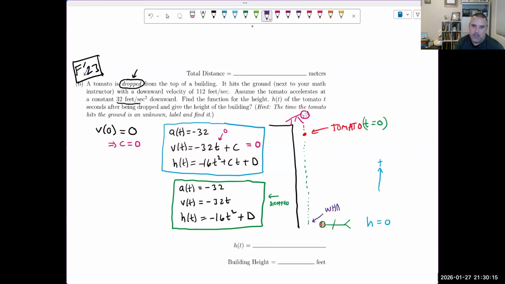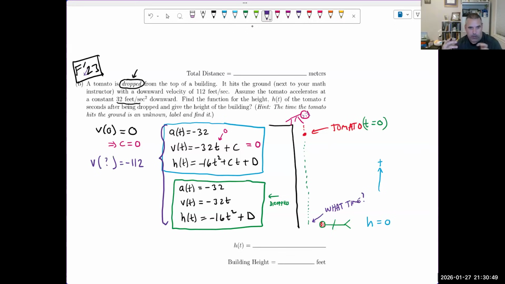What time? I know the velocity at that time is negative 112. This does remind me, somebody asking me in office hours, why don't we say the velocity is zero when it hits the ground? This model doesn't say anything about hitting the ground. This model doesn't even know that it hits the ground. So this just assumes the tomato is going to fall forever.